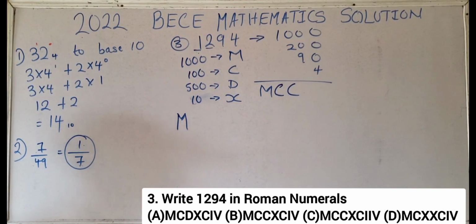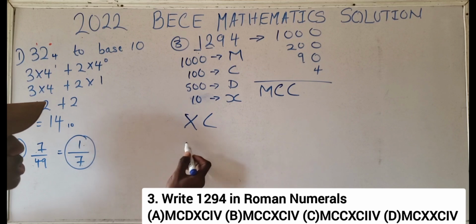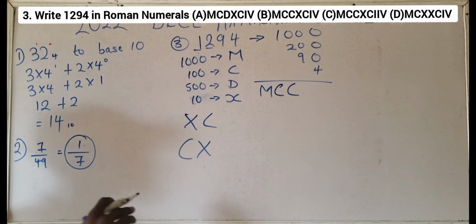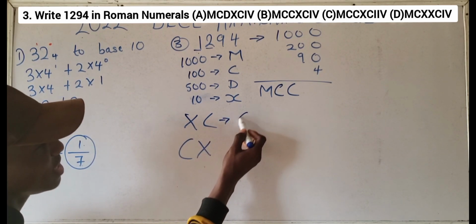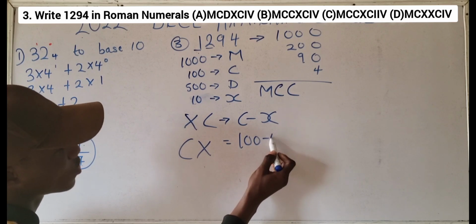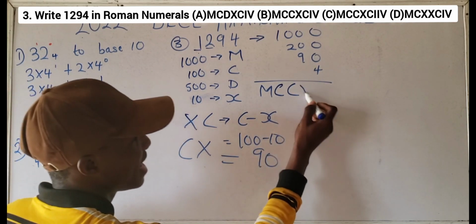Now 90. How do we get 90? Don't forget that X is 10. If you want to get 90, I'm going to have XC. Don't put it as CX. If you write CX, you are talking about 110. The meaning of XC is that you are subtracting X from C. C is 100, and X is 10. So 100 minus 10 is 90. That is why we have XC.